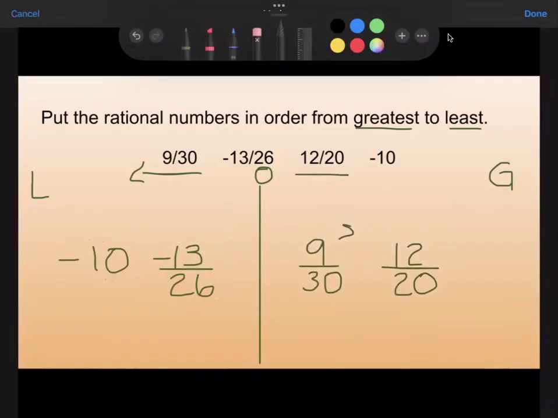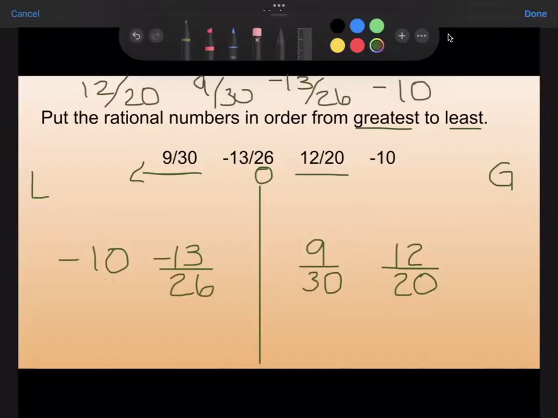So my last thing that I have to do is, because they asked for it in order of greatest to least, I have to switch these around, which means I'm going to put 12 over 20 first, then 9 over 30, then -13 over 26, and then -10. So this should be the order from greatest to least.